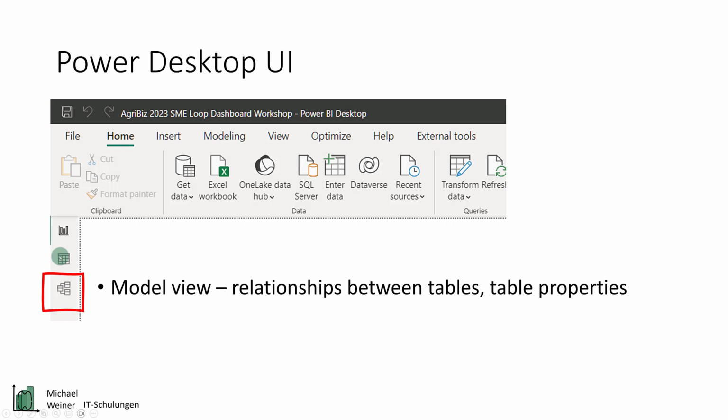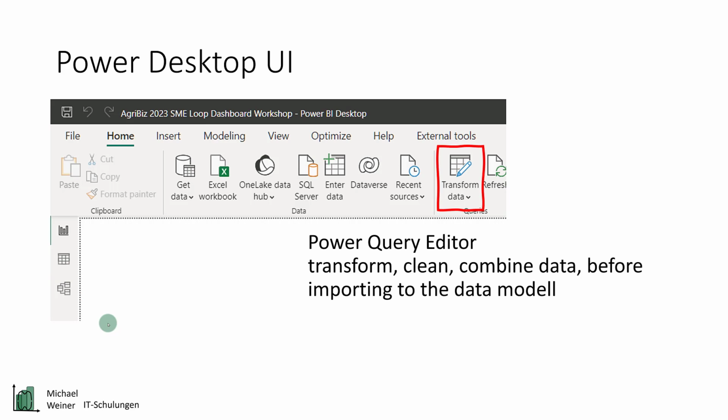But this is not all. These are not all the parts of the user interface. There's a very important other part, which is Power Query. Power Query is in the home ribbon. There is a button to transform data. When you want to do any transformations on your data, clean your data, combine it with other data, you can do this in Power Query. And with this button, you get to the Power Query editor.